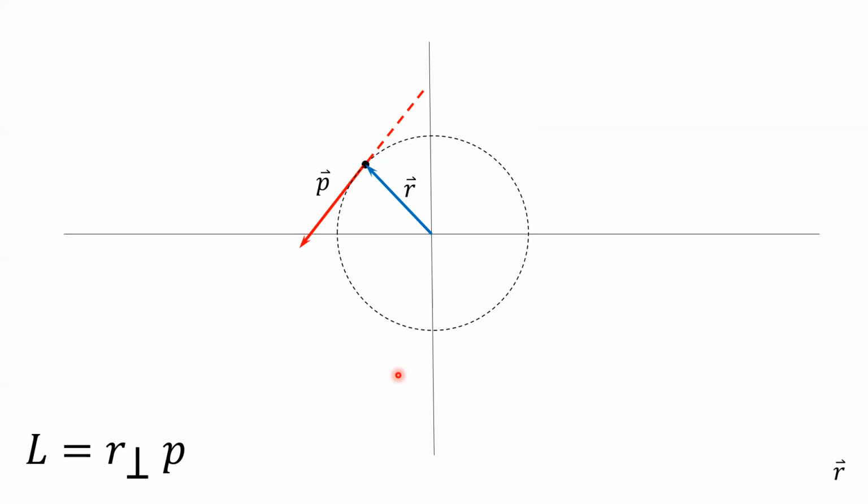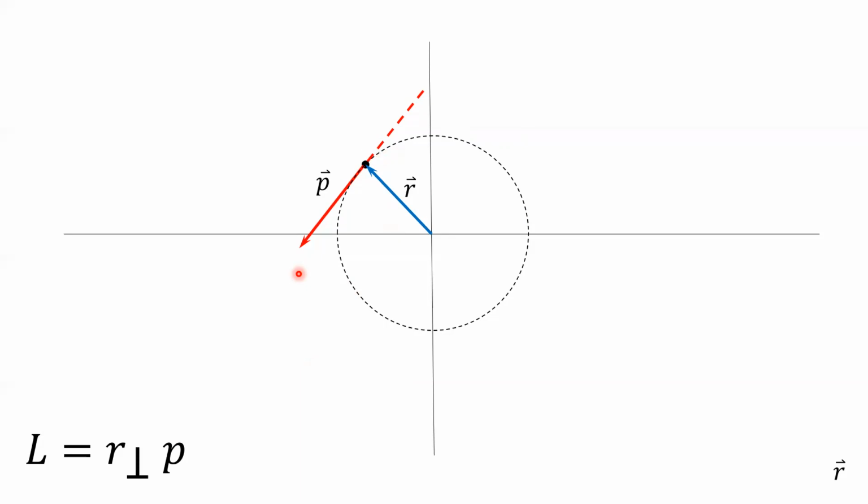Take your right hand, smack yourself in the face with it for me. Okay, no. Take the fingers of your right hand and curl them in the direction that the particle is moving. See how the particle is moving off in this direction? So put the fingers, the non-thumb fingers, in that direction.